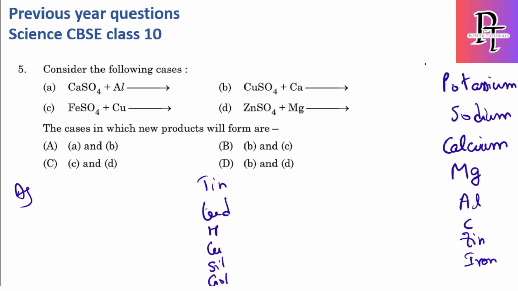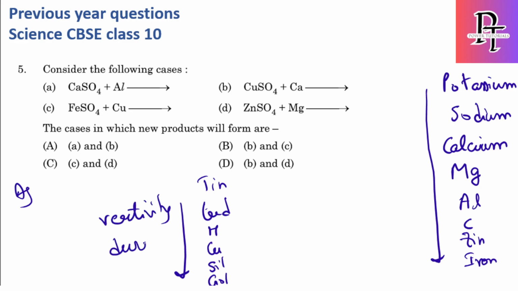You have to remember this series, and whichever we go down, the reactivity decreases. So the top one can displace the bottom one in reactions. If you see here, calcium and aluminum, which is stronger? Calcium is stronger and aluminum is weaker, so aluminum cannot displace calcium.